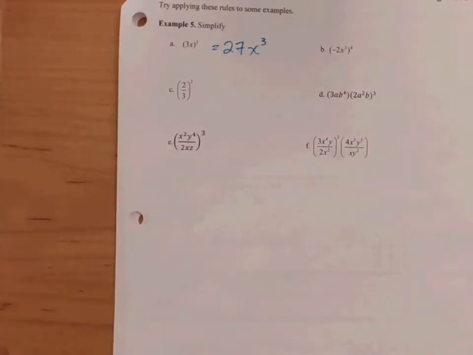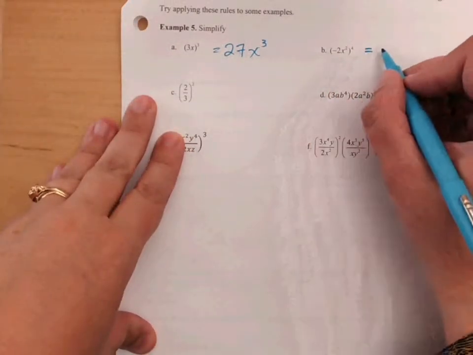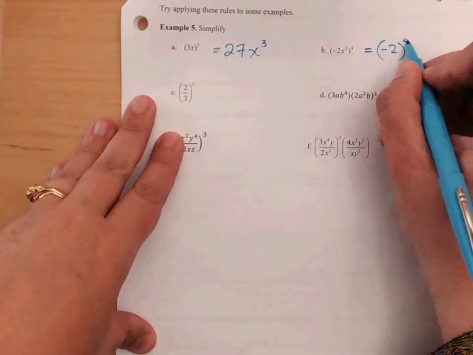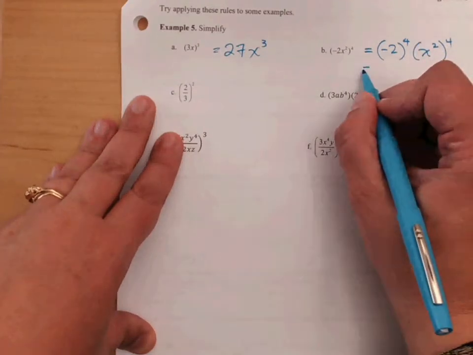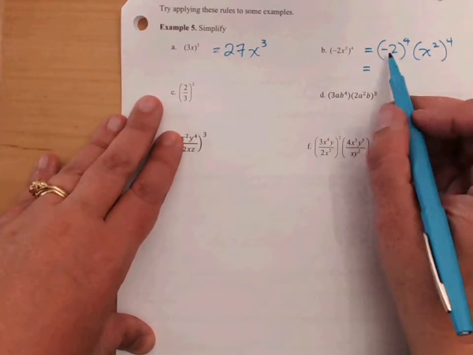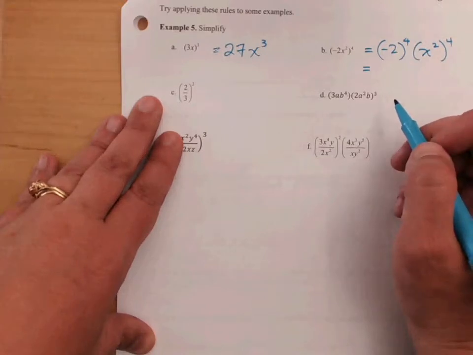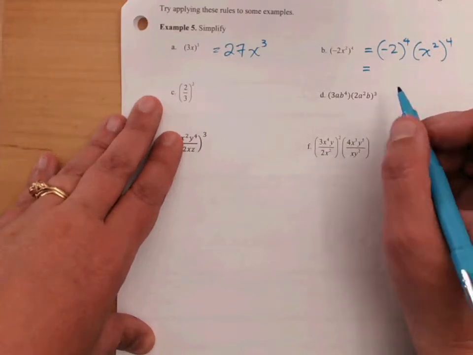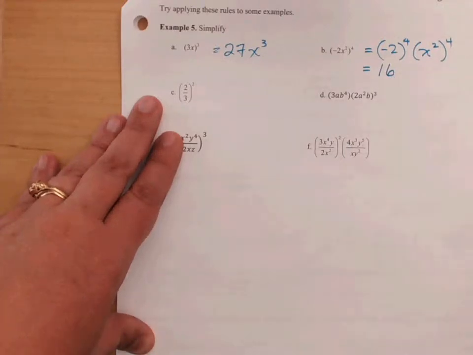What about B? This is a little harder, huh? So you could take it step by step. Negative 2 to the fourth, x squared to the fourth. So what's negative 2 to the fourth? Is that going to be a positive or a negative? Notice the negative is in parentheses. Positive what? It's going to be 16.